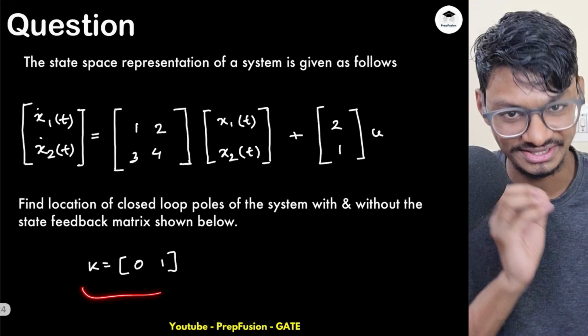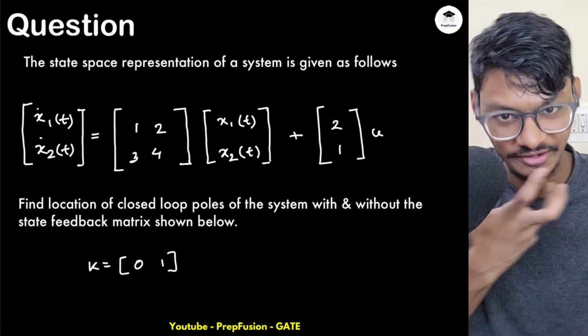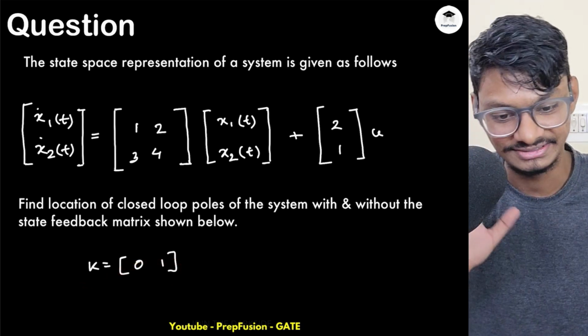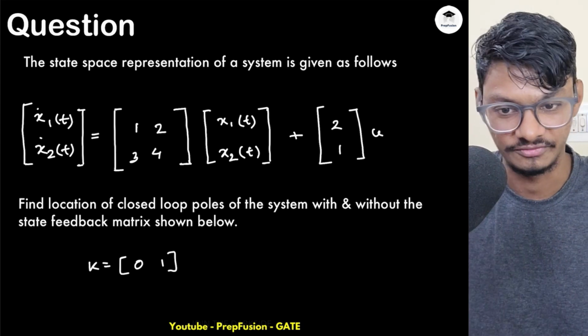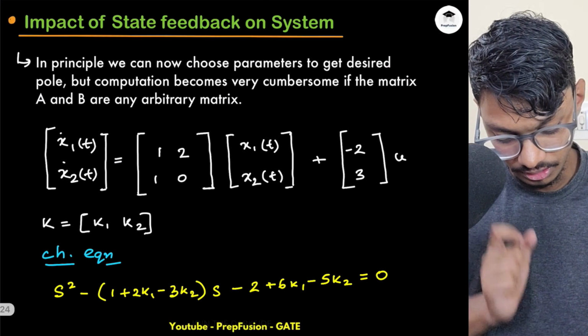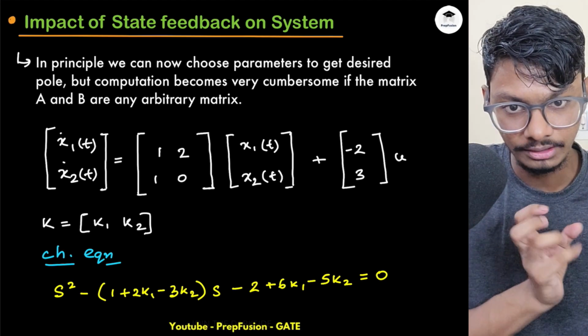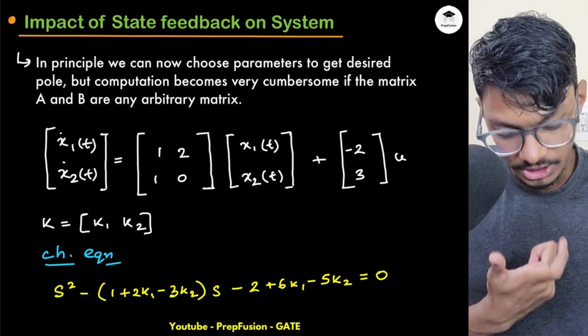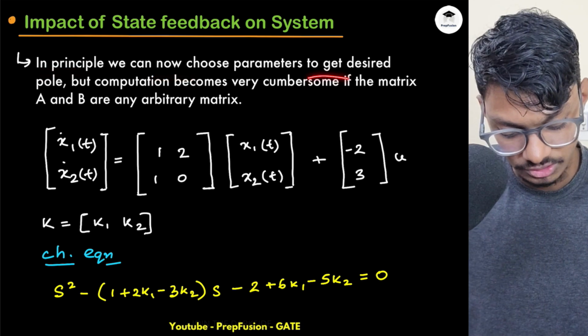If I had chosen a better state feedback matrix, I would have moved them to the left hand side, but I didn't think of that at this point of time. Okay, so let's go to the main topic, that is the impact of state feedback. If you want to study the impact of state feedback, in principle we can now choose parameters to get desired poles.